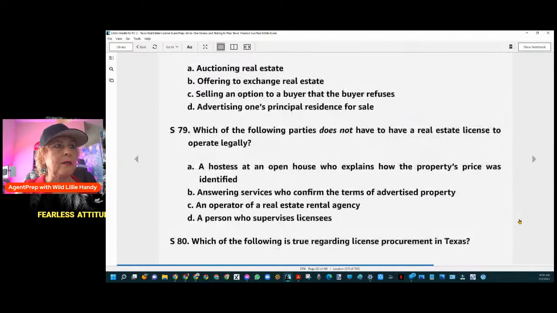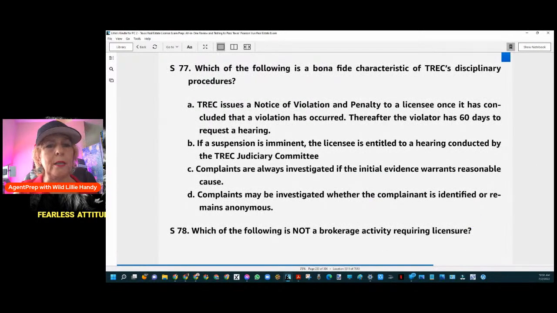Number 77. Which of the following is a bona fide characteristic of TREC's disciplinary procedures? A, TREC issues a notice of violation and penalty to a licensee once it has concluded that a violation has occurred. Thereafter, the violator has 60 days to request a hearing. B, if a suspension is imminent, the licensee is entitled to a hearing conducted by the TREC Judiciary Committee. C, complaints are always investigated if the initial evidence warrants reasonable cause. Or D, complaints may be investigated whether the complaint is identified or remains anonymous.